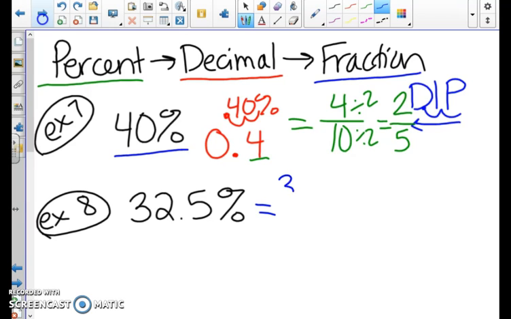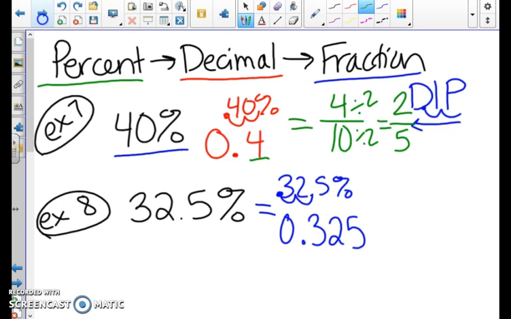Once again, 32.5%. I have to double dip, but I have to go to the left because I'm going from percent to decimal. So 1, 2, there's my new decimal, 0.325. What's missing there? My 0 out front. And then this one's unfortunate, but it is what it is. We got to write it like we say it. So first of all, I know it's 325 over tenths, hundredths, thousandths.